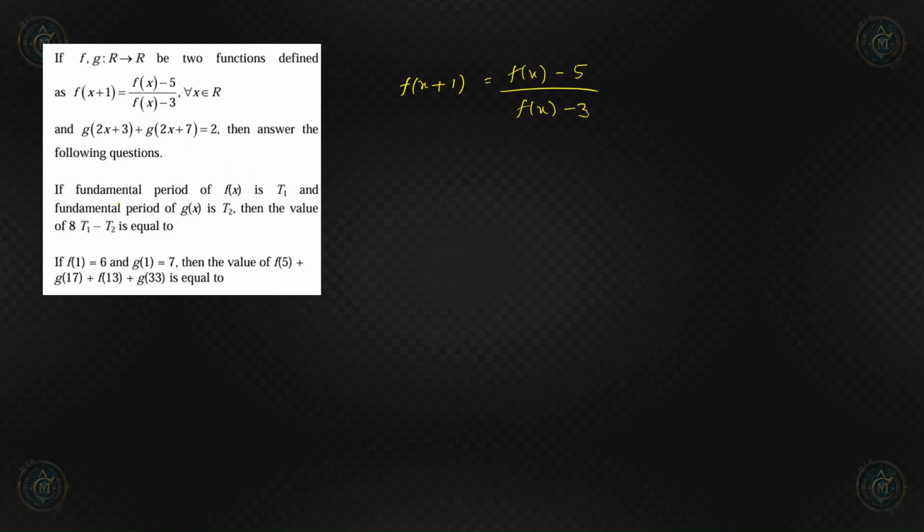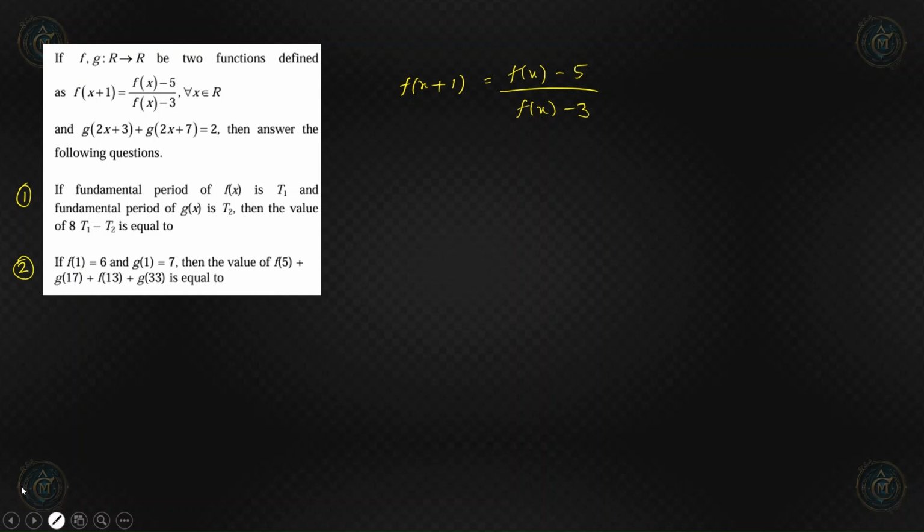Okay. If fundamental period of f(x) is t1 and fundamental period of g(x) is t2, then the value of 8 of t1 minus t2 is equal to what? Okay. And then the next question is saying, if f of 1 is 6 and g of 1 is 7, then the value of f of 5 plus g of 17 plus f of 13 and g of 33, their sum is equal to what? Okay. So we have to find the fundamental periods of these two functions. Okay. F and g.